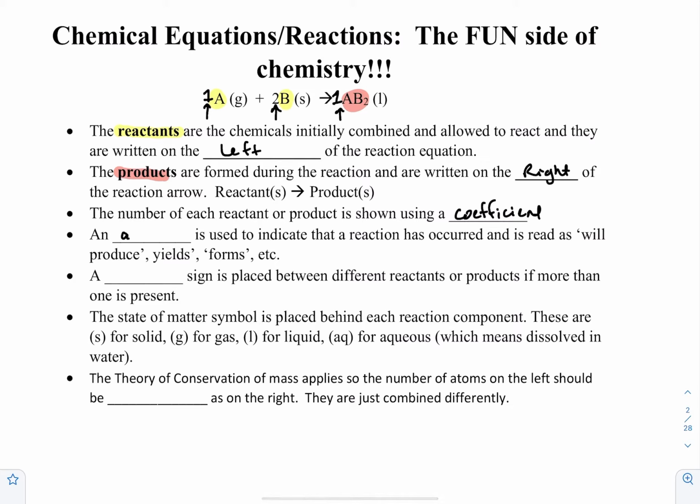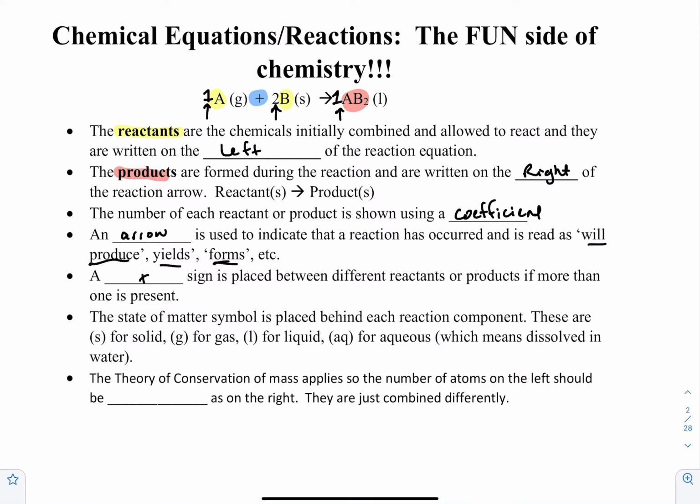An arrow, you already saw it. An arrow is used to indicate that the reaction has occurred. If you're reading this in a word problem, you might hear or notice will produce, yields, forms, those kinds of words. And then between each of the reactants, you're going to always see plus signs. You don't see minuses in chemical reactions. Like if you are losing something, it just means that it's a product is how we put it. If somehow something is lost in the reaction, it's a product.